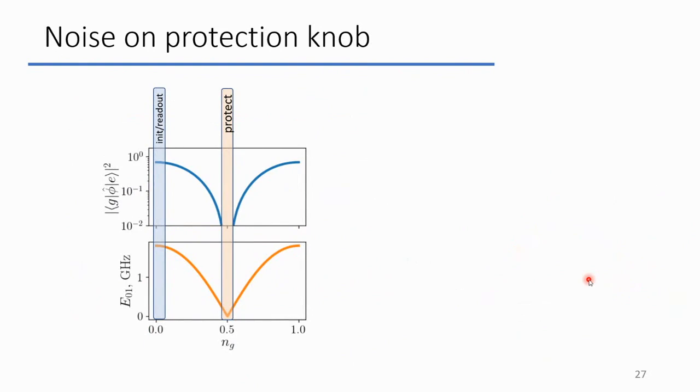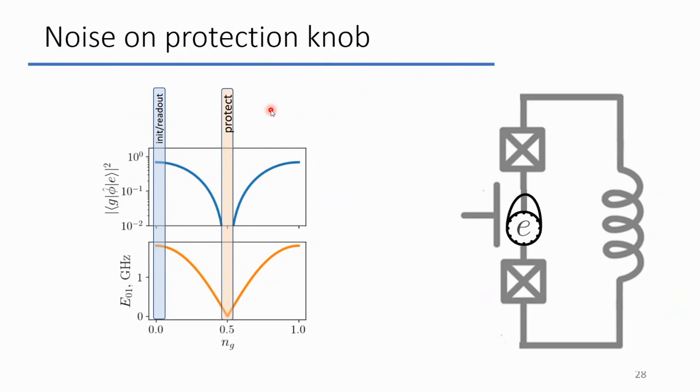Let me reiterate this. It's pretty nice to have a control knob which can lock the flux parity when we want to store the information, and can allow for flux tunneling when we want to talk to the qubit to do initialization or readout. But if we can remove protection by hand, that means that nature can kick the qubit out of the protection point just by noise.